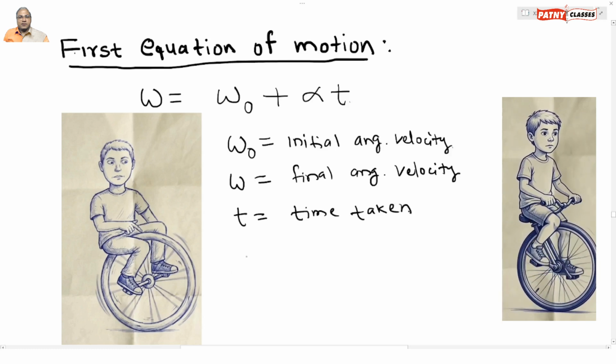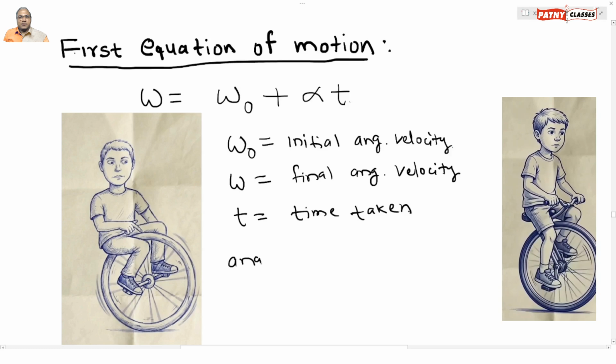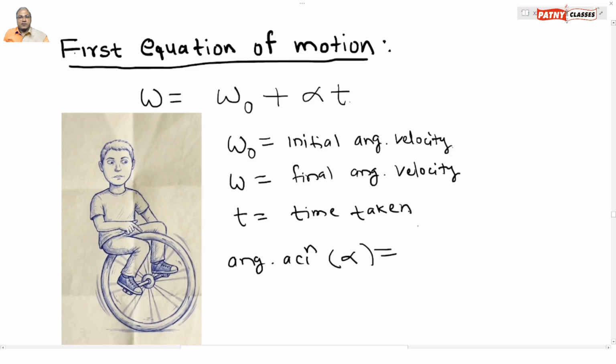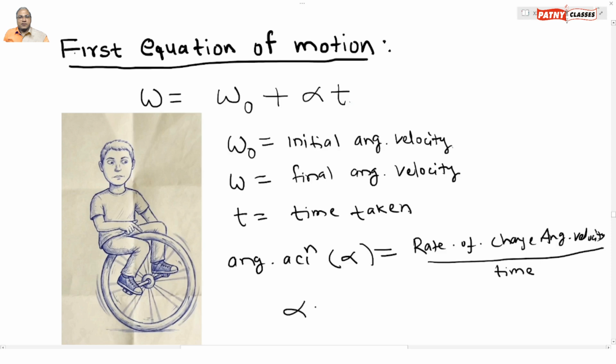Now, what is angular acceleration? Angular acceleration, that is alpha, is equal to the rate of change of angular velocity, that is the change in angular velocity divided by the time taken. This is the formula for angular acceleration. So alpha equals the rate of change of angular velocity, that is final velocity minus initial velocity, divided by time t.